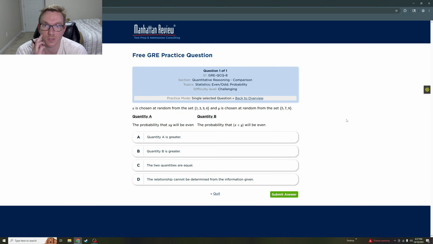Okay, here's an interesting one. We have x chosen at random from the set 1, 2, 3, 4, and y chosen at random from the set 5, 7, 9. Now, A is the probability that x times y will be even, and B is the probability that x plus y will be even.